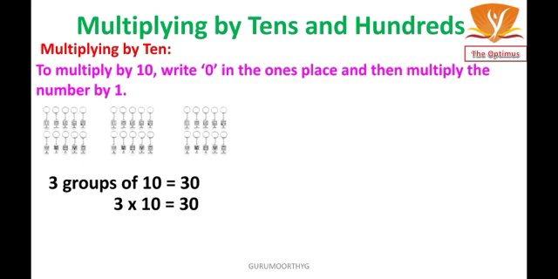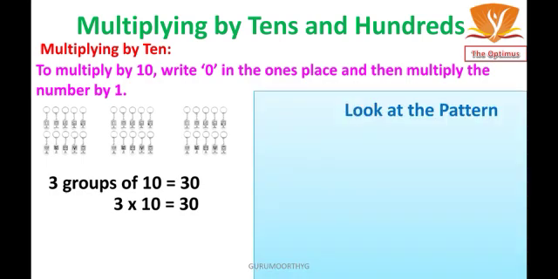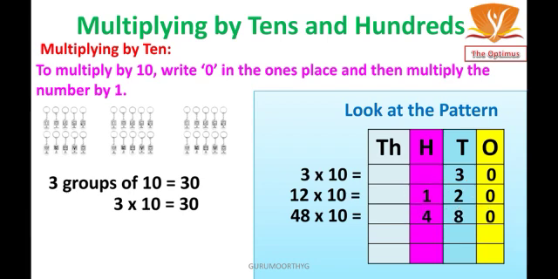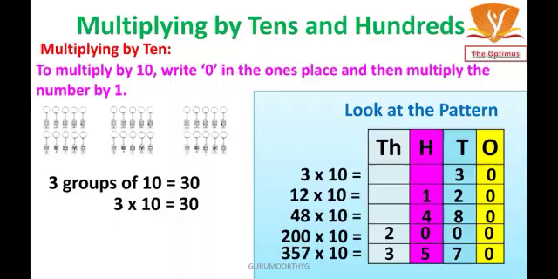Same way, look at the pattern. 3 into 10 equal to 30. 12 into 10 equal to 120. 48 into 10 equal to 480. 200 into 10 equal to 2000. 357 into 10 equal to 3570.